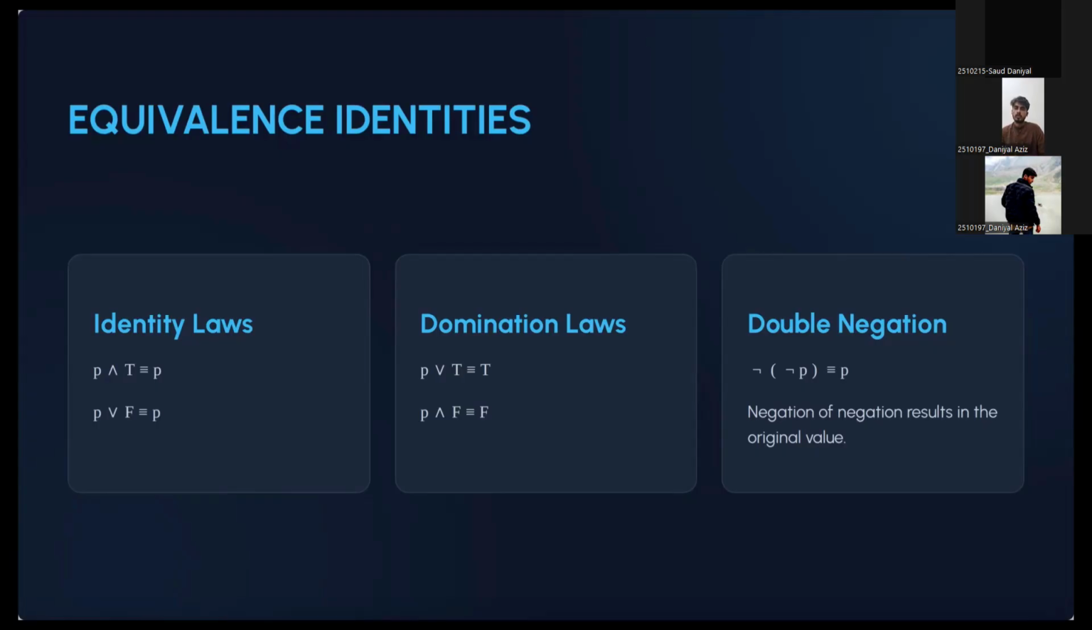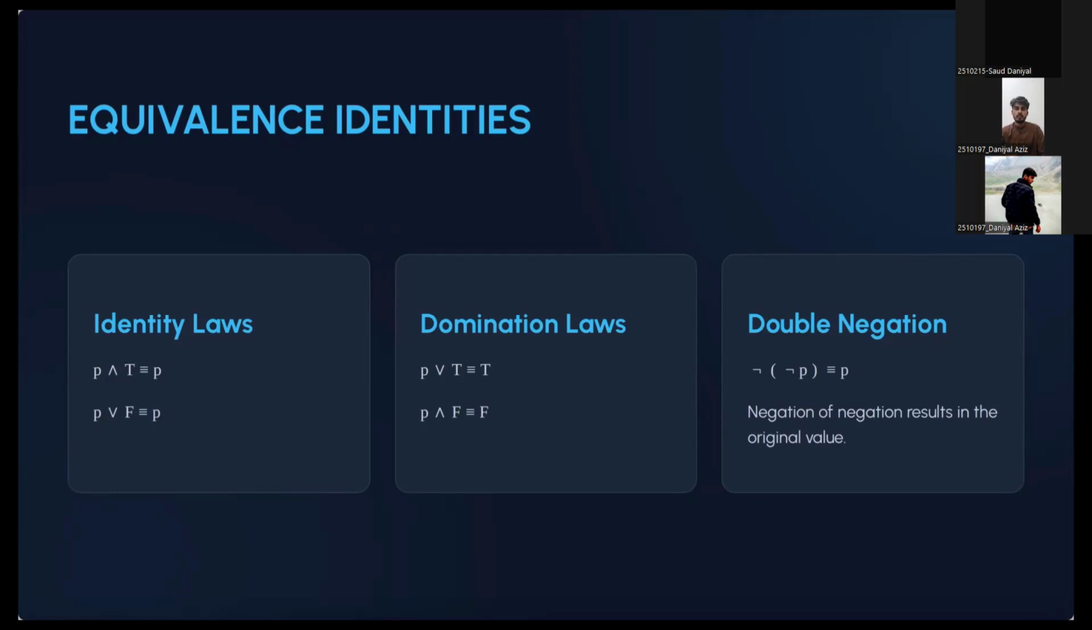Now we move on to our second law, the domination law. The domination laws show that certain values completely determine the result. First domination law, P or T, logical equivalence T. Anything ORed with true always becomes true. For example, it is raining or true will always be true regardless of whether it is raining or not. Second domination law, P and F, logical equivalence F. Anything ANDed with false always becomes false. For example, it is raining and false will always be false.